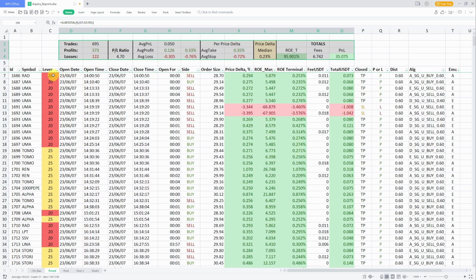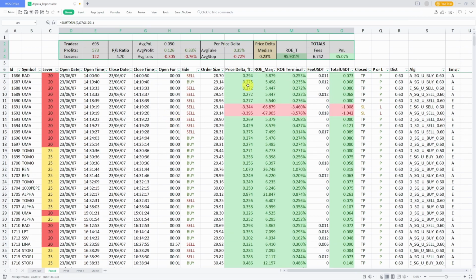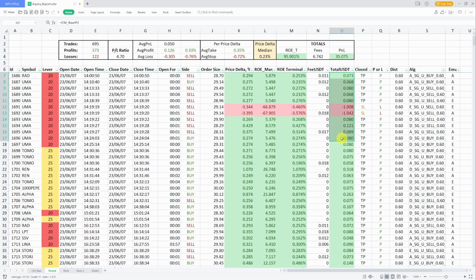And this way I will be able to cut this data in many different ways, trying to figure out some patterns or some exceptions, and basically try to get some insights into what I have here. So we'll start with the totals here. We have the total P&L, which is the sum of everything here, and the ROE terminal total.